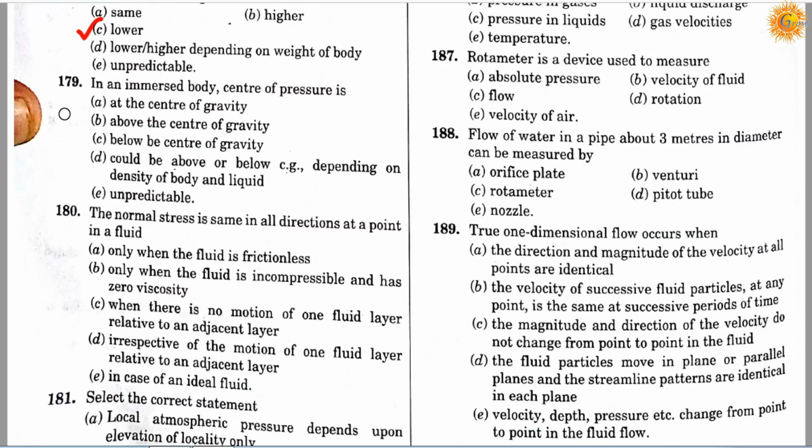Question number 179. In an immersed body, center of pressure is: option A at the center of gravity, option B above the center of gravity, option C below the center of gravity, option D could be above or below center of gravity depending on the density of the body and liquid. Option E is unpredictable. So correct answer is C. It will be below the center of gravity.